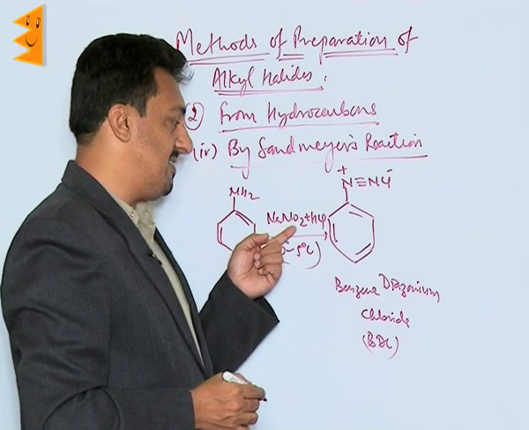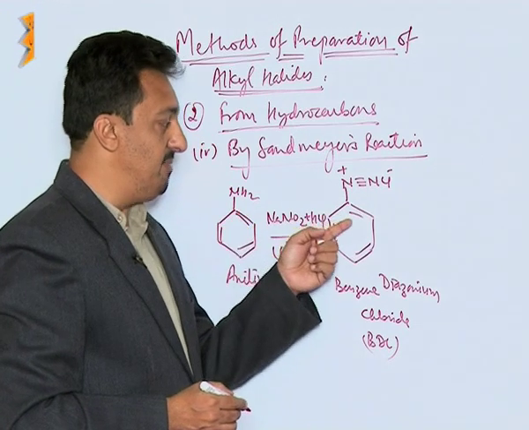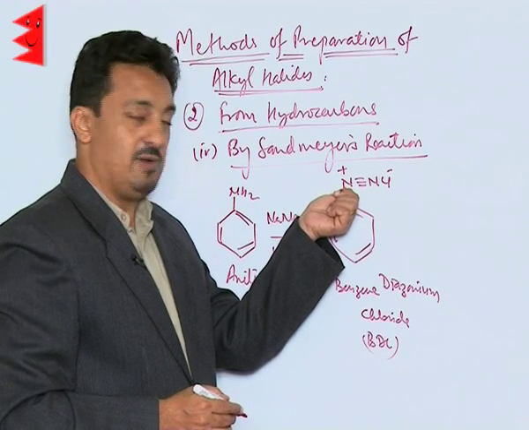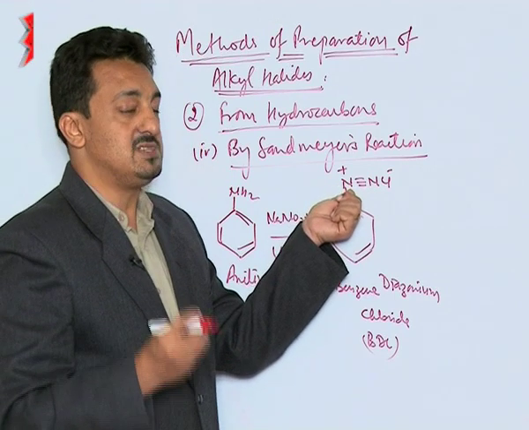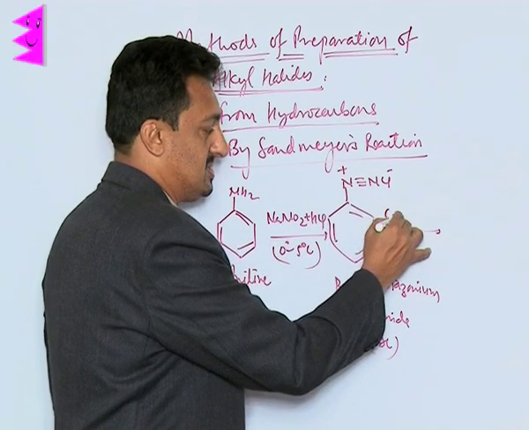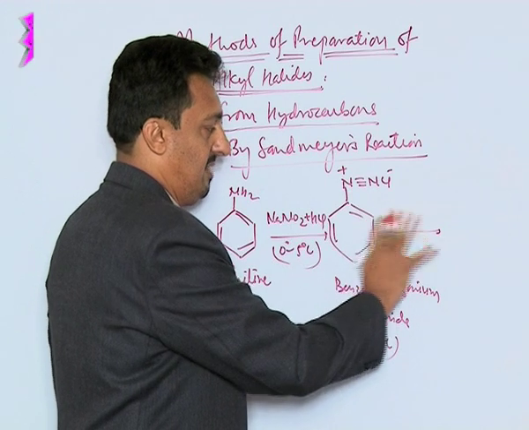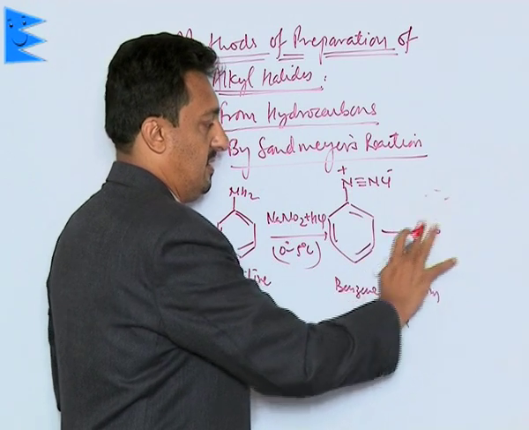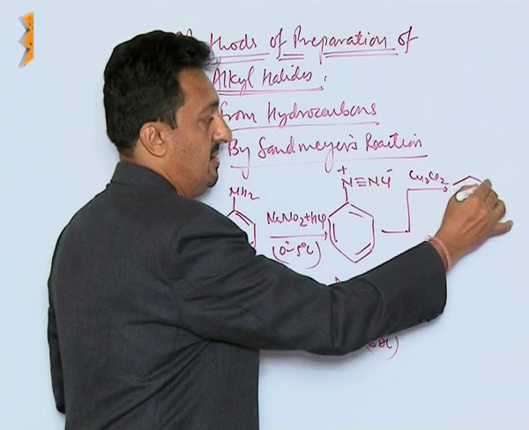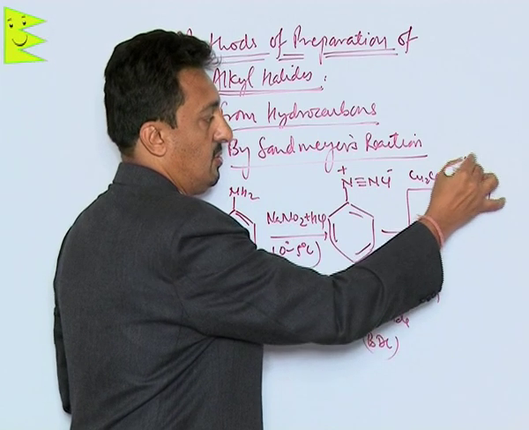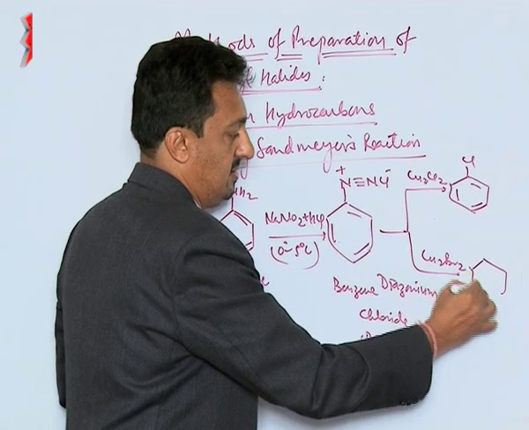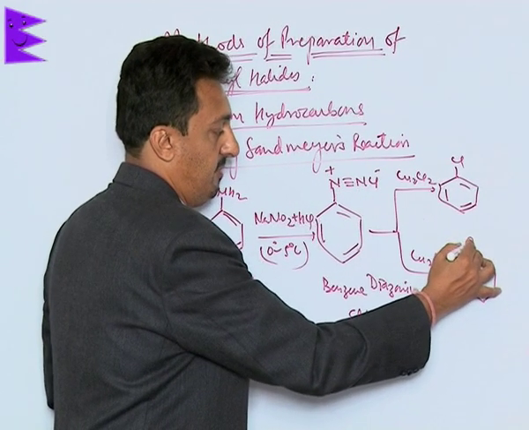So the nitrous acid formed converts the aniline into BDC, benzene diazonium chloride, on which, due to the positive charge on the nitrogen of the diazonium group, nucleophilic substitutions can very easily be done. That is why when this BDC is treated with cuprous chloride, let me write it like this, we get chlorobenzene, and when it is treated with cuprous bromide, we get bromobenzene.